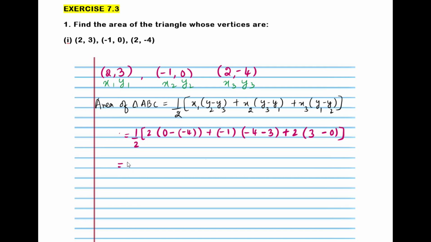Now area of triangle ABC equals half into 2 times minus into minus plus 4 plus into minus minus 1 minus 4 minus 3. We have two negative numbers, therefore add and put bigger number sign. We get 4 plus 3 is 7, bigger number sign is minus, therefore we get minus 7 plus 2 into 3 minus 0 is 3.